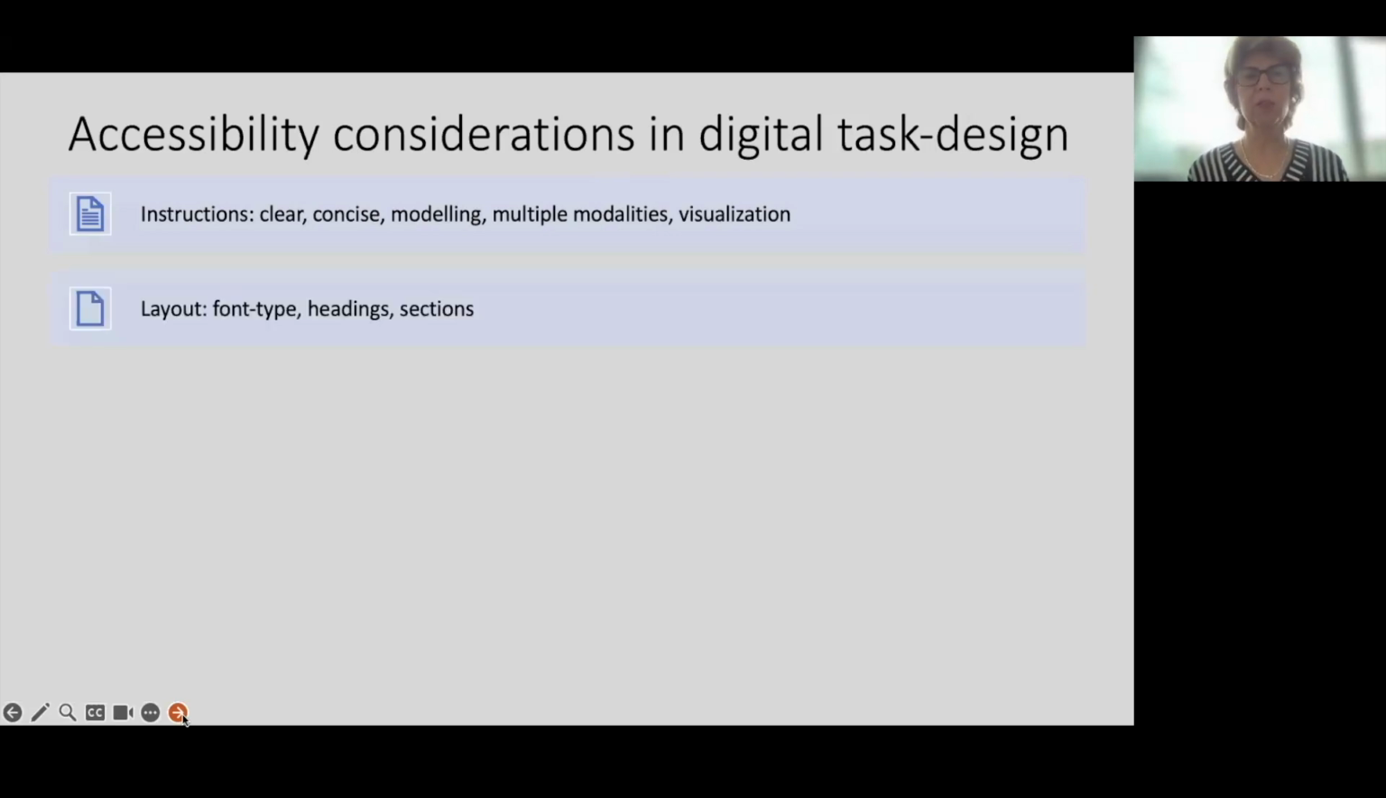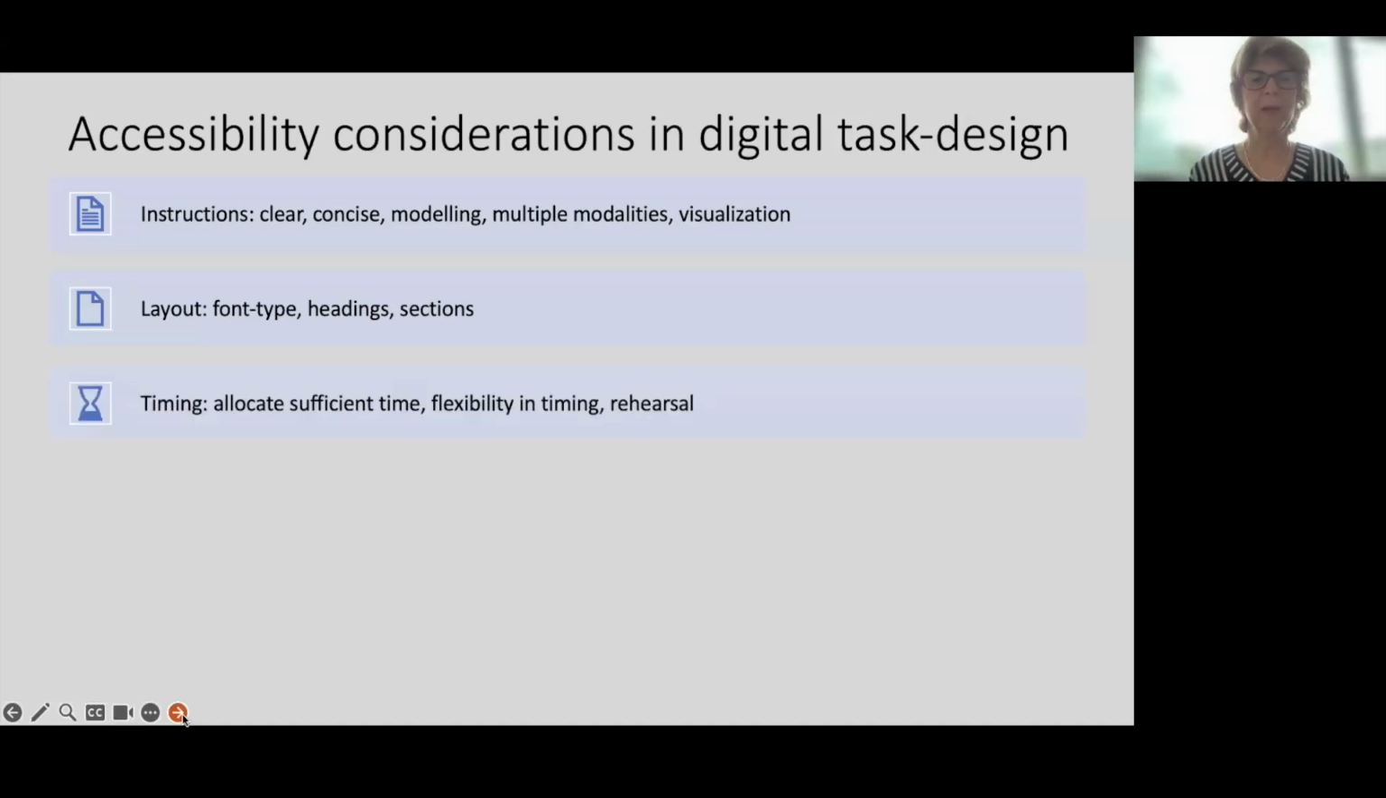A lot of the times, digital materials come with a set font type, headings, and sections. But when you choose digital tools, also think about, are these easily perceivable? Can they be changed so that students who have visual impairments or have dyslexia benefit from this font type, headings, and section, and makes it easier for them to read the material?